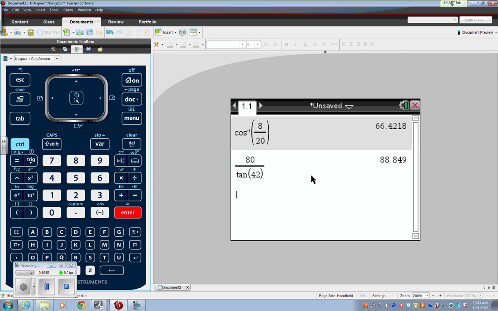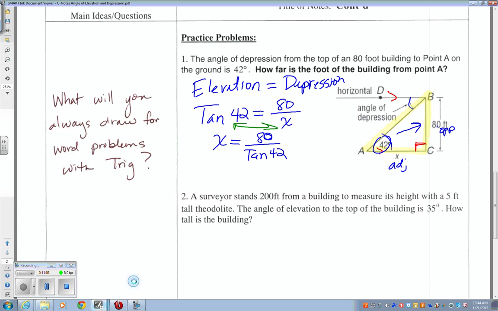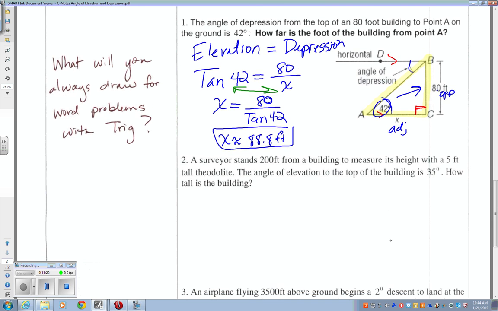And we're going to round to the nearest tenth. Or did it say? I can't remember. It didn't say. Okay, we're going to round to the nearest tenth: 88.8. So x is approximately 88.8. Yeah, it's always an approximation.